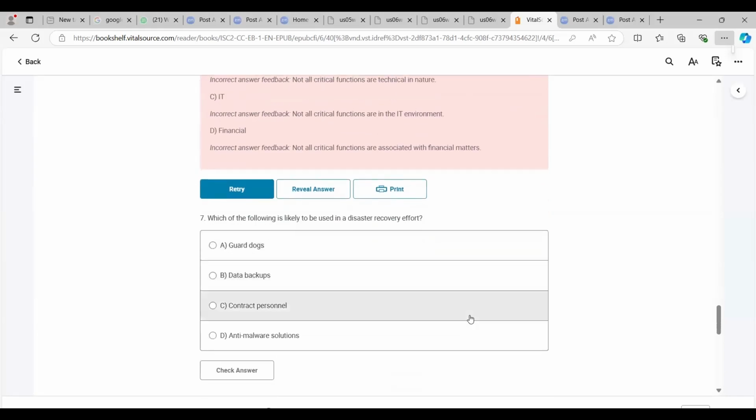So number 7, which of the following is likely to be used in disaster recovery efforts? Henceforth, when you pick an answer, you tell us the reason why you're picking it. You don't want to guess.